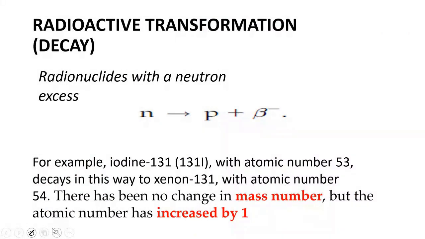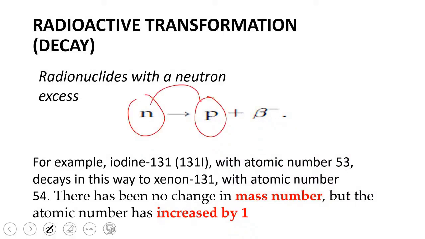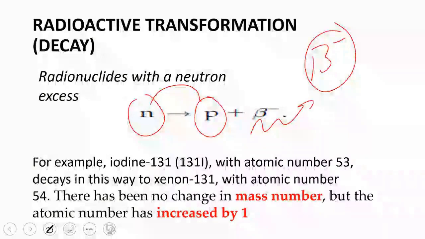The atom wants to stabilize. So what will happen? When there are too many neutrons, a neutron inside the nucleus turns into a proton, and as a result of this transformation, something called beta minus is emitted, which is the beta particle. Where does this happen? It happens in iodine 131. Iodine 131 emits beta particles. And by the way, it also emits gamma.